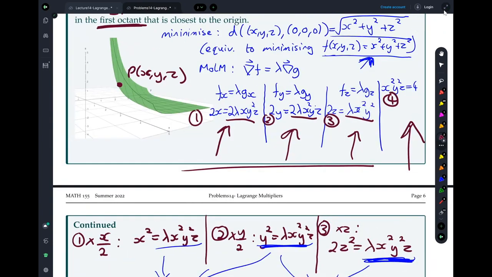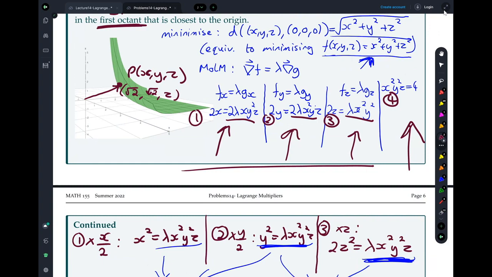That kind of looks like it makes sense, right? It's somewhere in this region here. This is going to be an x value of root 2, y value of root 2, and a z value of 1. And that gives us the closest distance to the origin.